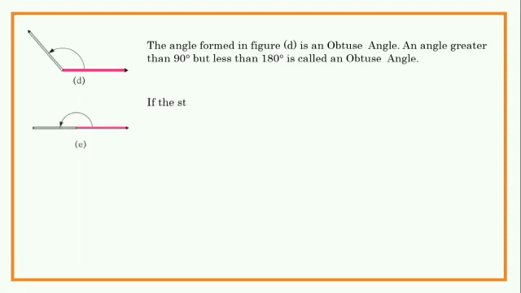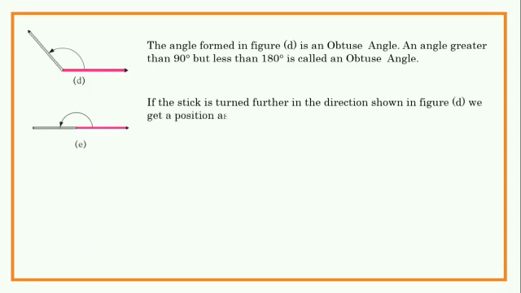If the stick is turned further in the direction shown in figure D, we get a position as in figure E. An angle like this is called a straight angle. A straight angle measures 180 degree.